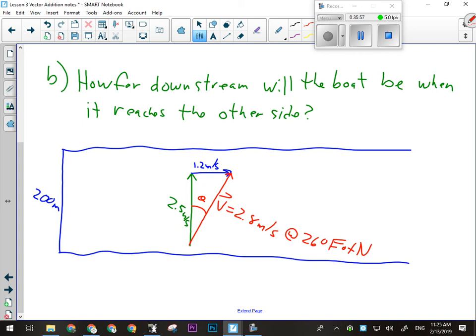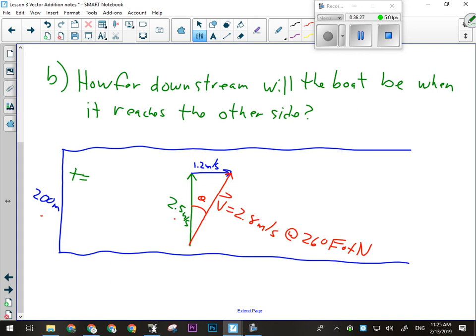Why do I not use this that I just calculated? Is this across the river? It's not. It's somewhat across and somewhat down. I can only use this vector with this vector. They point the same direction. I can't use a vector that doesn't point in the same direction. So I have v, 2.5, and d, 200 meters, so I can calculate the time to get across.